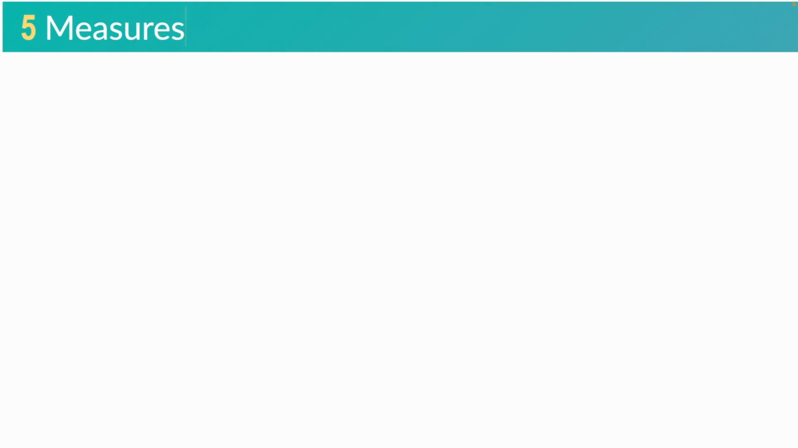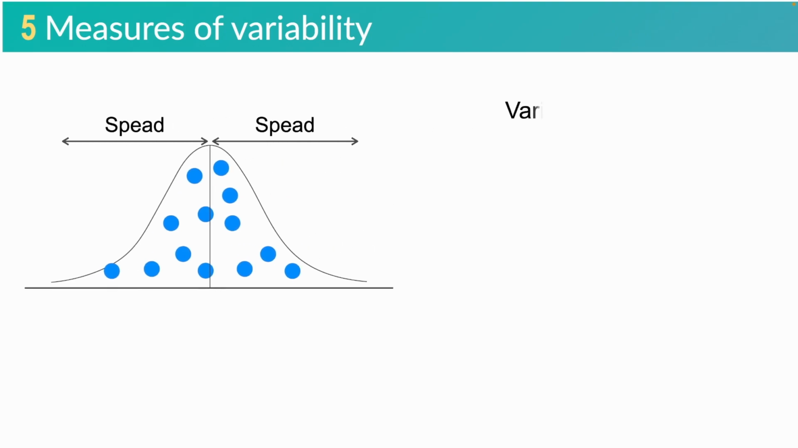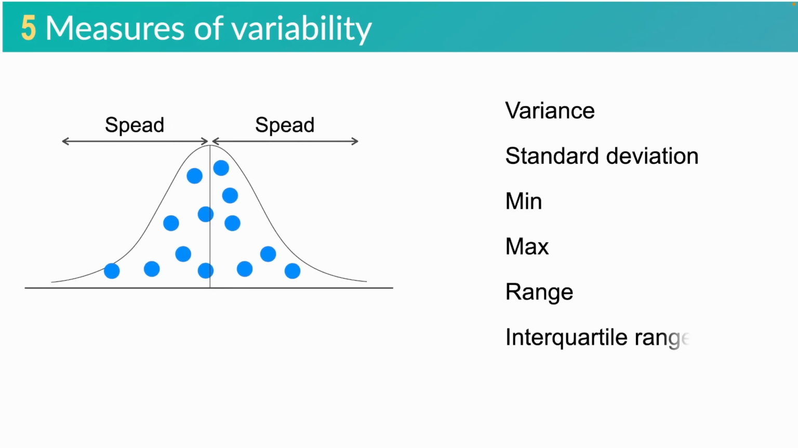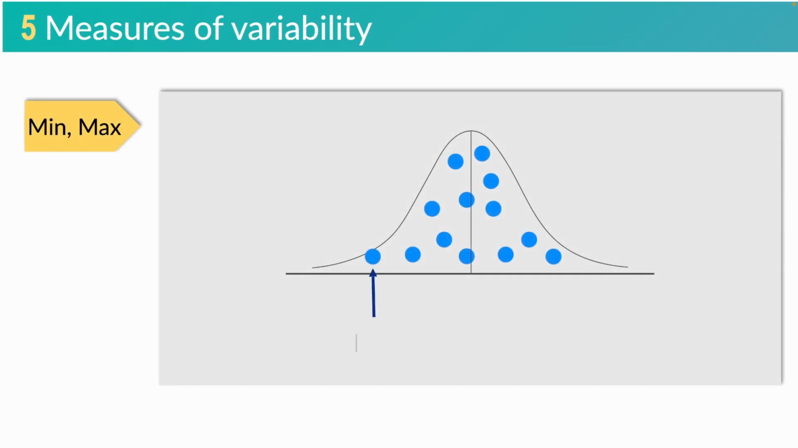In contrast to the measures of central tendency, which attempt to estimate the center of the distribution of a dataset, the measures of variability or dispersion attempt to quantify the spread of a dataset. In this part, we are going to learn how to calculate the measures of variability, including variance, standard deviation, min, max, range, and interquartile range. We start with the min and max first. Min is the smallest value, while max is the largest value in a dataset.